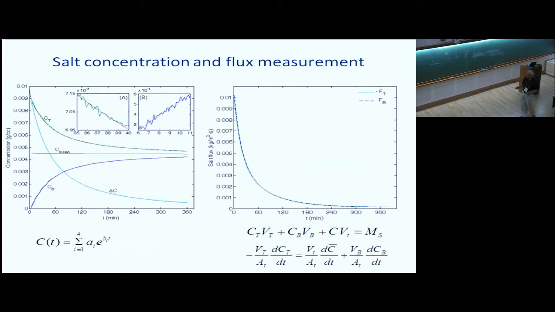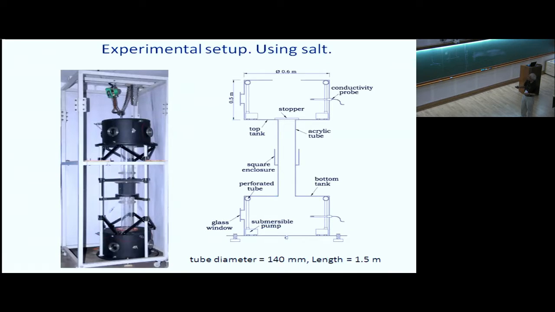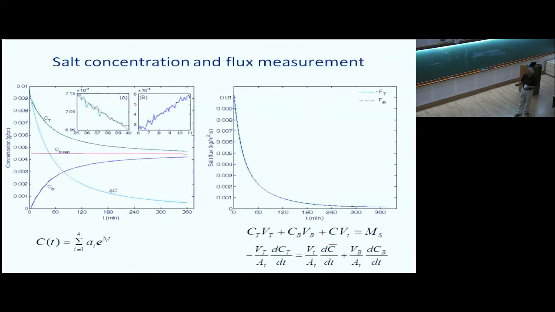And the experiments are done by initially having salt water here and fresh water here, and the stopper which is removed. And removal of the stopper starts the experiment. And the experiment runs for several hours. So at each point in time, it can be considered to be quasi-steady. And so you get in one experiment a range of Rayleigh numbers. And based on just measuring the concentration difference, you can get the flux as well as the density difference.